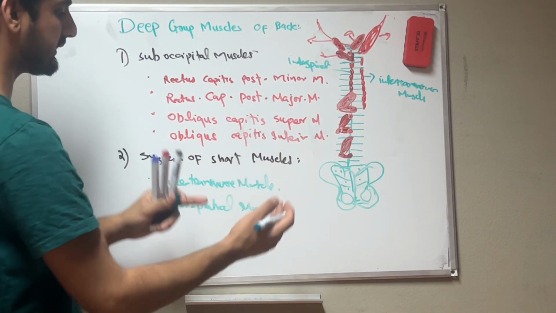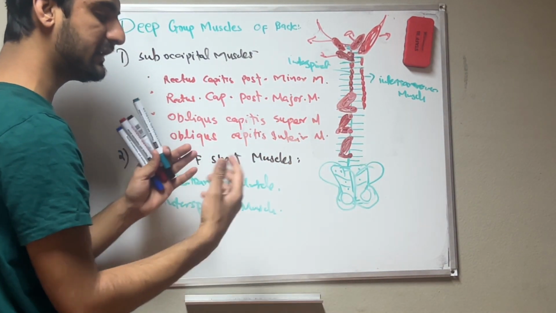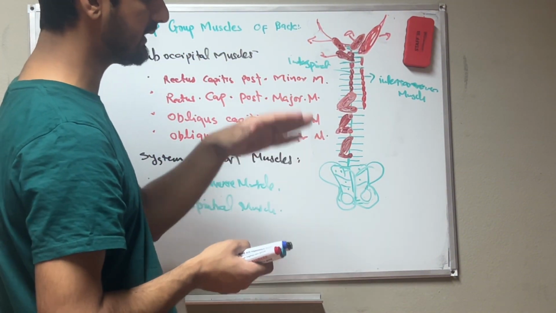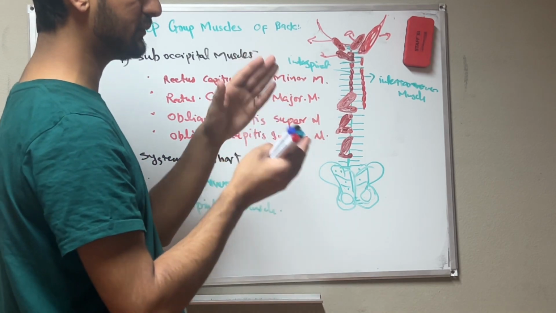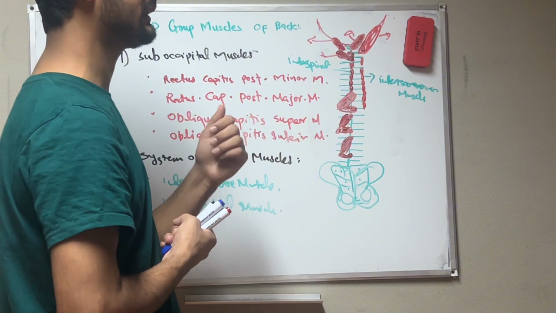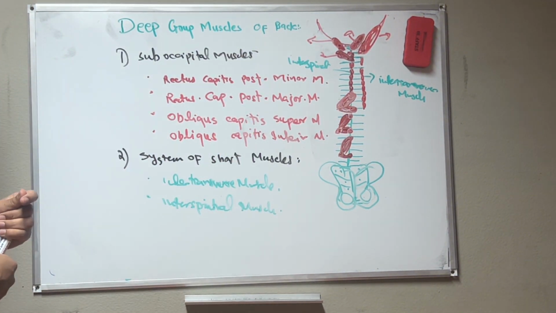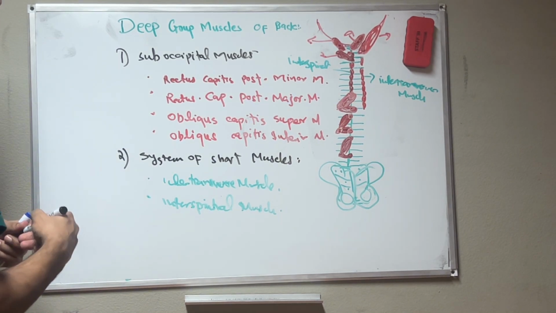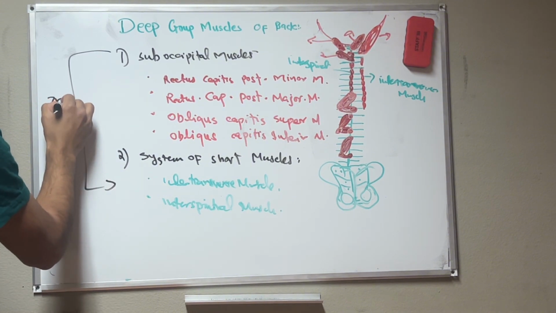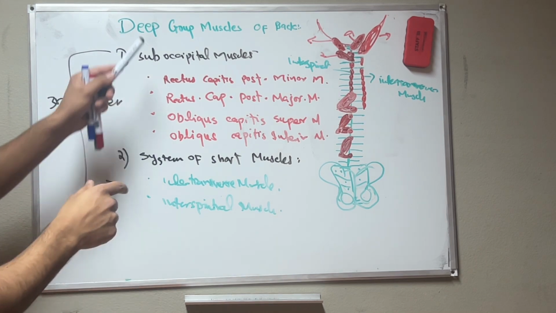What are the intertransverse muscle and interspinalis muscle? Intertransverse muscle means, when we discussed the vertebra structure in bones, we saw the transverse processes. The muscle originates from one transverse process of a vertebra and inserts on the next vertebra. Interspinalis is between the spinous processes of the vertebrae. We consider this in the very deep group of muscles. This is the third layer of the deep muscles of the back.